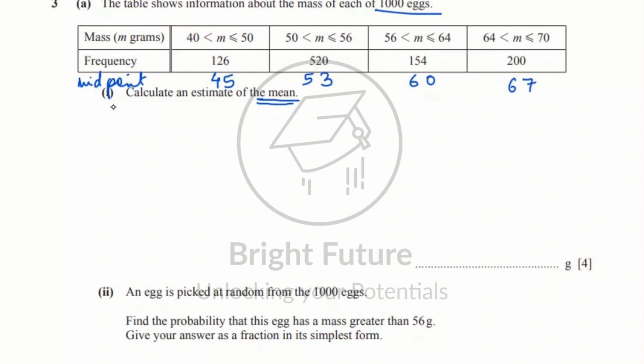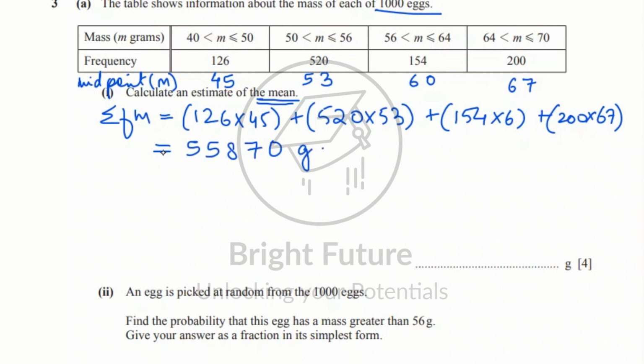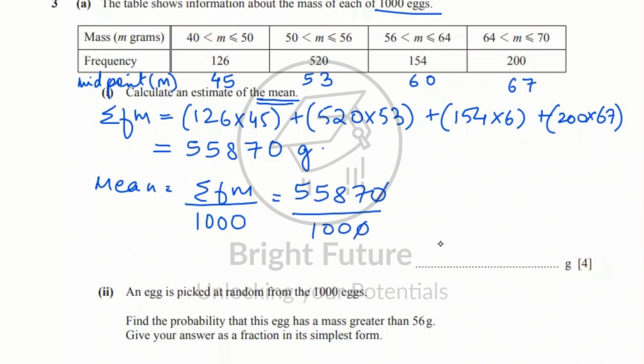Now calculate the mean. To calculate the mean, we'll have to find summation Fm, where m is the midpoint. So it's going to be 126 into 45 plus 520 into 53 plus 154 into 60 plus 200 into 67. After calculations, we get 55870 grams. Now, mean is summation Fm upon 1000. So it is 55870 upon 1000, which gives you 55.87.